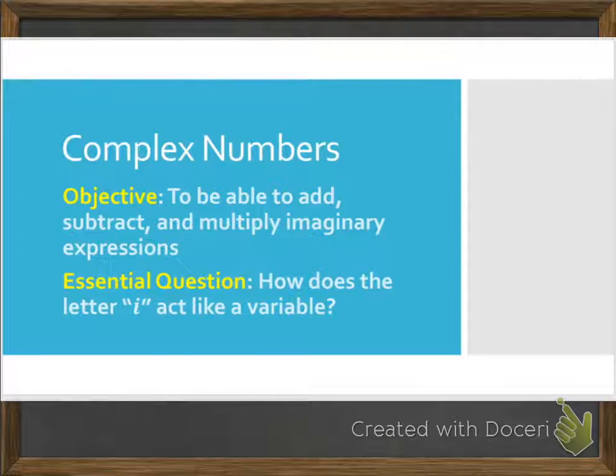All right, so in today's lesson, we're going to be looking at complex numbers. When we're talking about complex numbers, we're talking about numbers that have a real part and an imaginary part. So our objective today is to be able to add, subtract, and multiply imaginary expressions. And our essential question is, how does the letter i act like a variable?